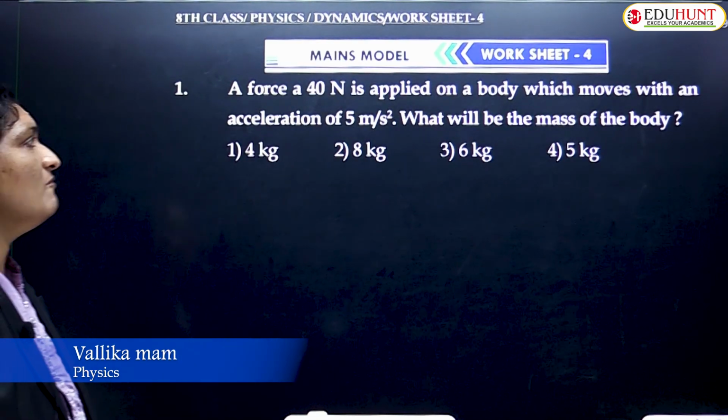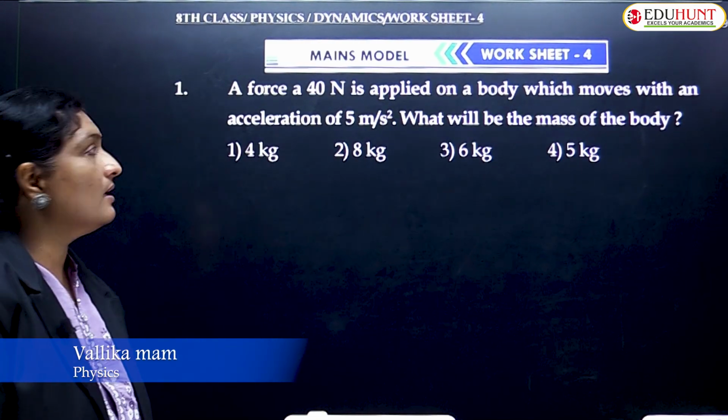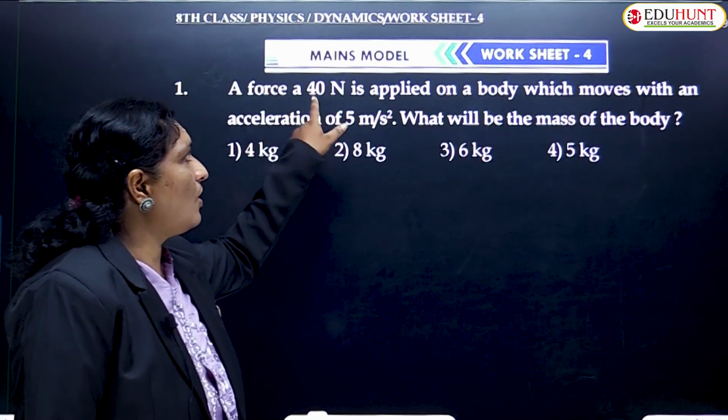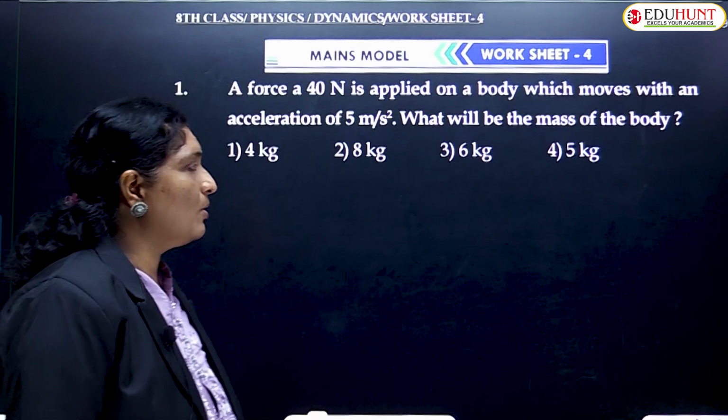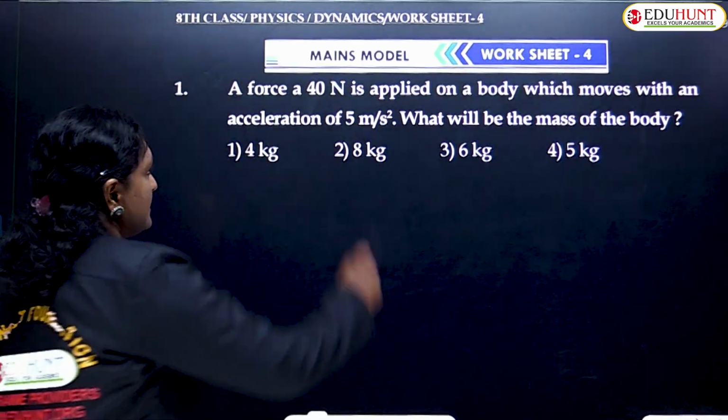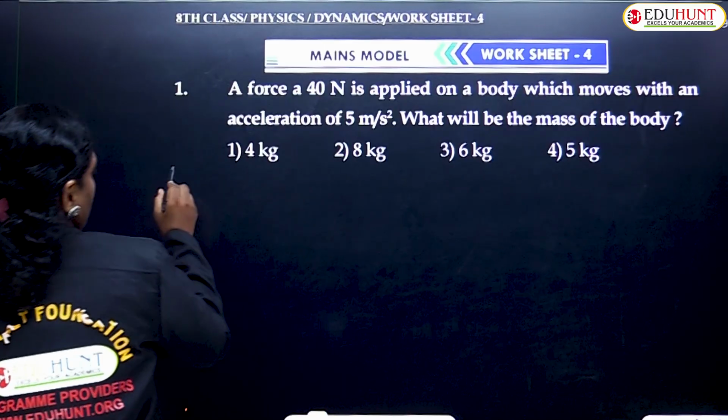First numerical from worksheet number 4. Okay children, let us have a look. A force, how much children? 40 Newton is applied on a body which moves with an acceleration of 5 meter per second. Let us first of all try to write the given data.